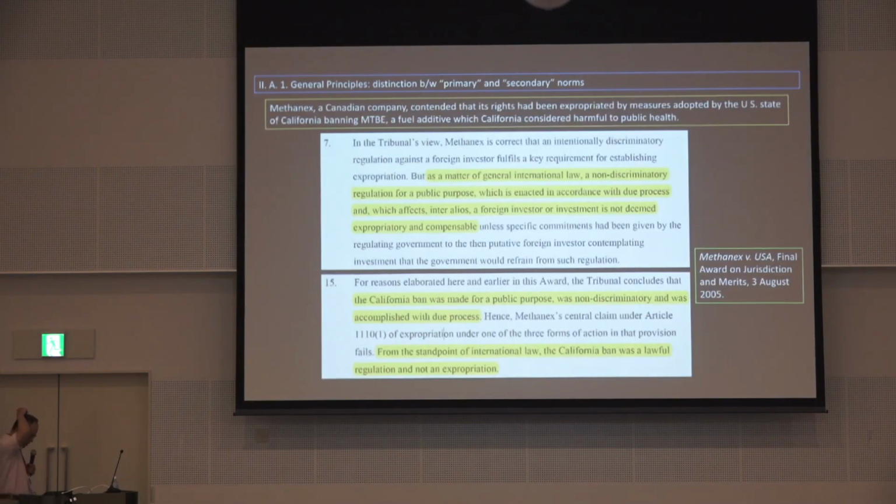However, in this kind of situation, in Methanex, the investor was Canadian. And the Canadian investor made an investment in California, in the United States. And the Canadian company produced a material called MTBE, a fuel additive, which California considered harmful to public health. Therefore, Methanex was producing something in California, and that something, MTBE, was later considered by the government of California as harmful to health and the environment.